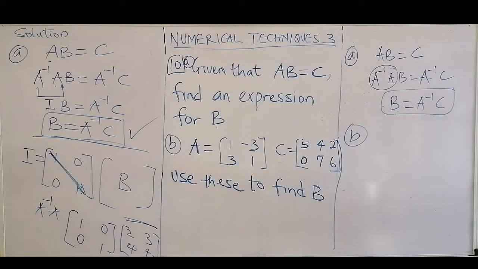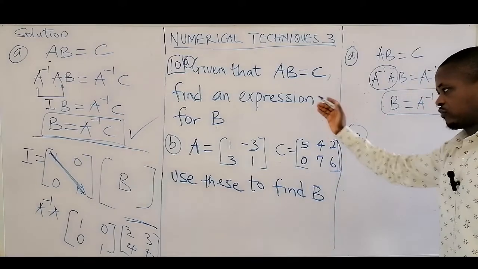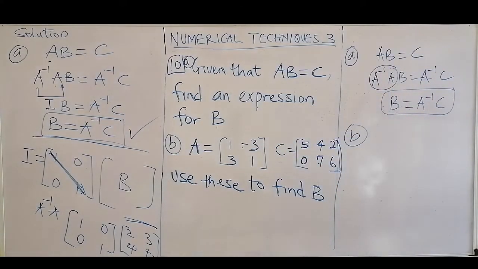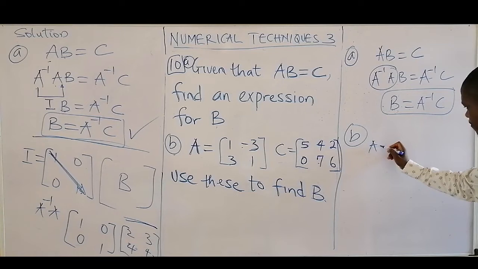The B part, we have the A, we have the B, C matrix. We have 2 by 2 for A, we have 2 by 3 for the C. Okay, and then use that to find what? To find B. And don't forget, we have an expression for B.